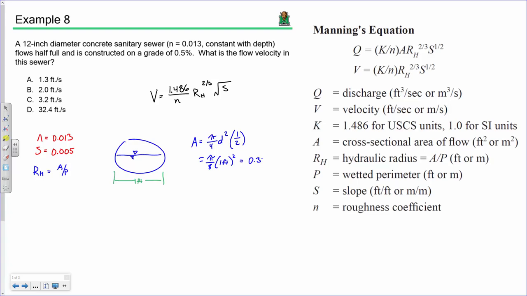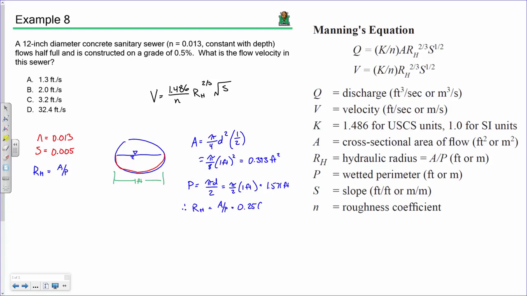0.393 square feet, right? And then the wetted perimeter is what? The wetted perimeter is going to be this line. There we go, exactly. Pi d over 2. So pi over 2, 1 foot, and that equals what? 1.571 feet. So therefore, the hydraulic radius is A over P, which is what? 0.25 feet.